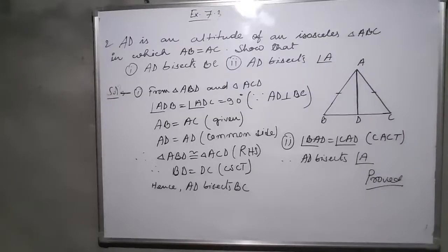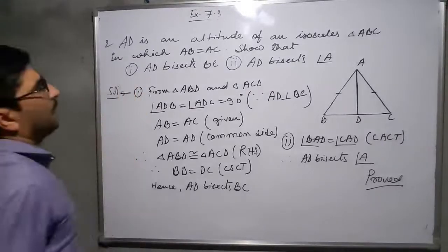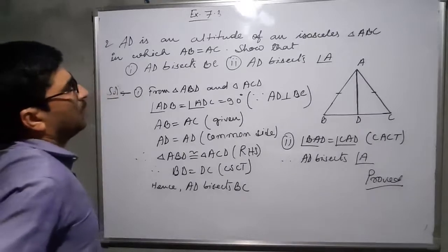So friends, question number 2. The question is, AD is an altitude of an isosceles triangle ABC in which AB equal to AC. Show that AD bisects BC and AD bisects angle A. Okay, we have to prove AD bisects BC and AD bisects angle A. Actually this is a property of an isosceles triangle which we will have to prove here.